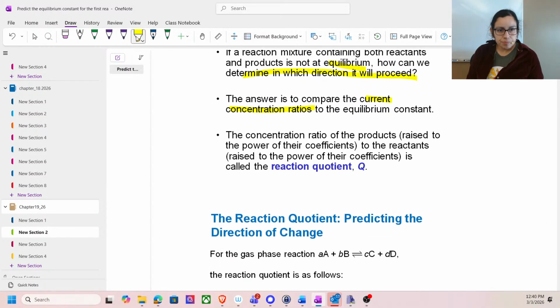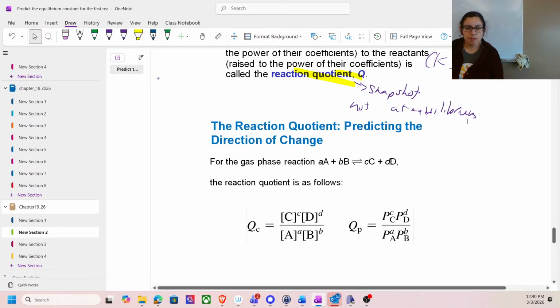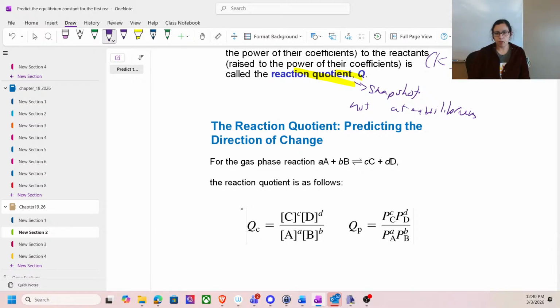So this whole Q thing is basically our K, but not at equilibrium. This is just our snapshot. Maybe we'll write "not at equilibrium." Your notes are just trying to emphasize that your Q snapshot is equal to the same K expression. That's all that's shown here, so that's basically Kc and Kp.